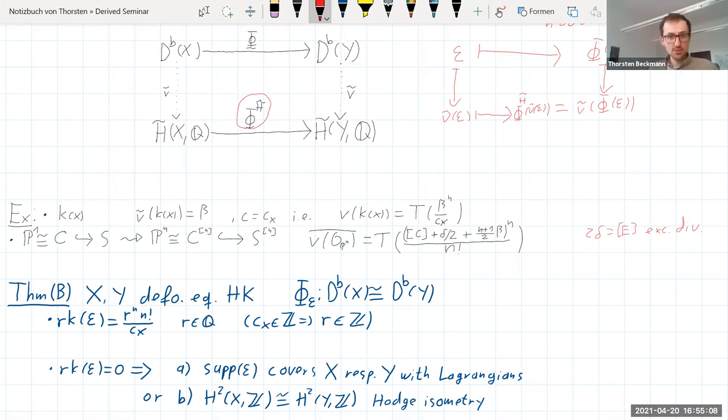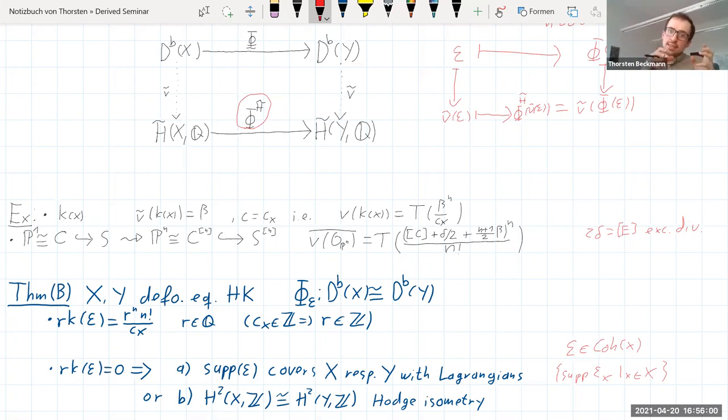If the rank is zero, there are now two cases. The first case is that the support of E covers both varieties with Lagrangians, and this may not be clear. For example, if you assume that E is a coherent sheaf, then the supports of all these sheaves E_x for x in X are really Lagrangian subvarieties, and they cover X, and similarly for Y. And if the Mukai kernel is an honest complex, then the support covers it, and being Lagrangian is a cohomological property.